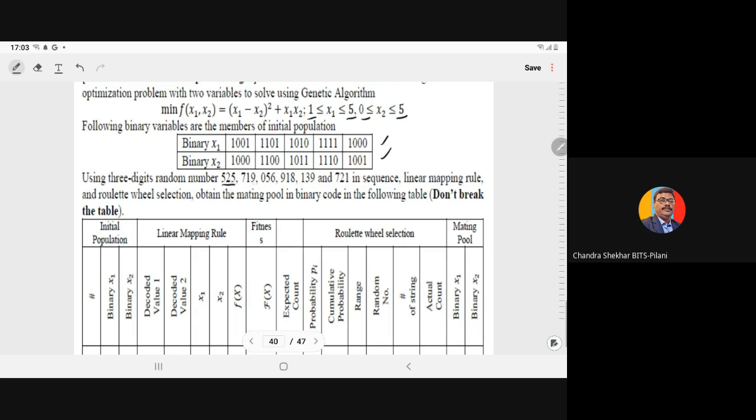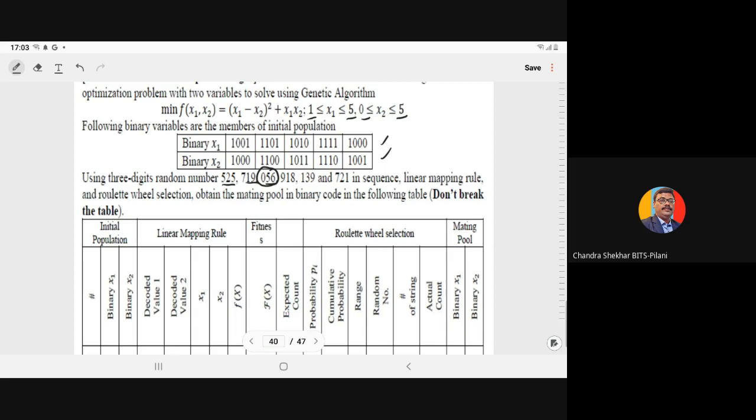Here we are providing the random numbers of 3 digits, right? So when we are saying 3 digits, it is 056, not 56. 918139721 in sequence. Using linear mapping rule and Roulette wheel selection, obtain the mating pool in the binary code in the following table. So here you have to write the table in this form.